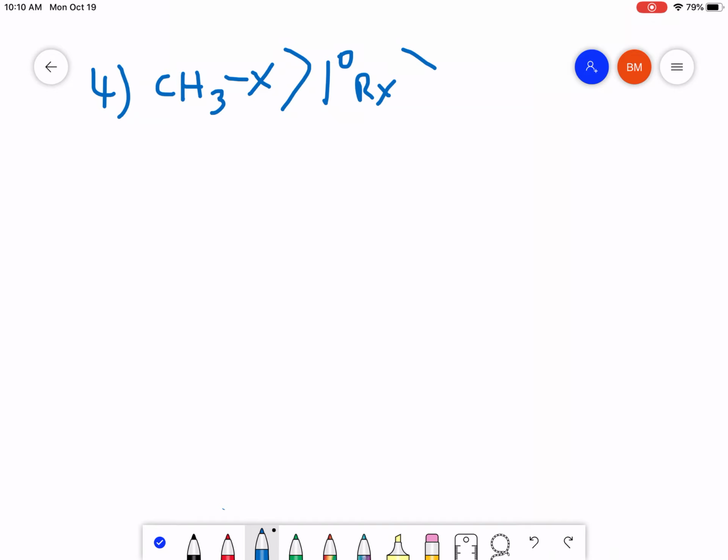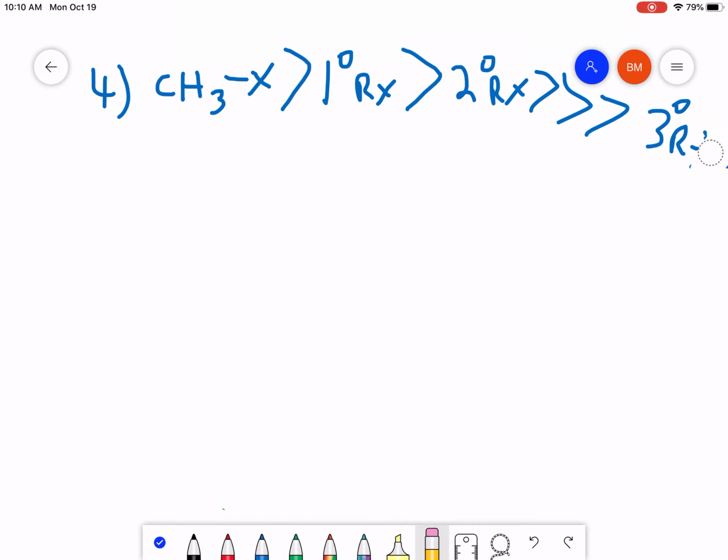Those work better than secondary alkyl halides. And for all intents and purposes, tertiary alkyl halides are not reactive in SN2 reactions. They're a no-go. I totally butchered that X. There. So methyl halides and primary alkyl halides react very, very well. Secondaries are certainly very capable of reacting, but they don't go as fast as the other two. And then tertiaries, they just don't do anything.